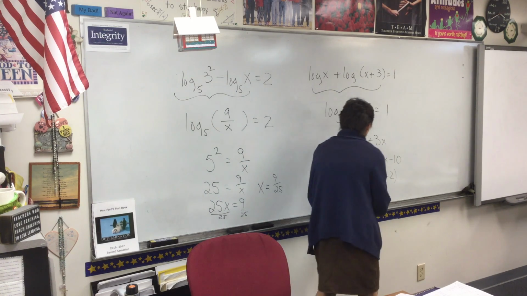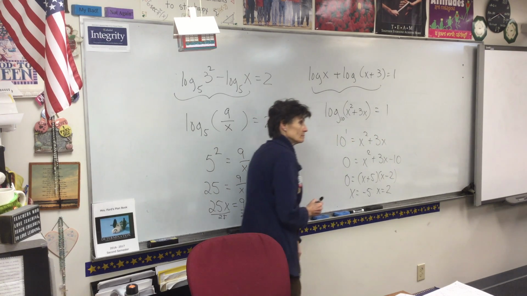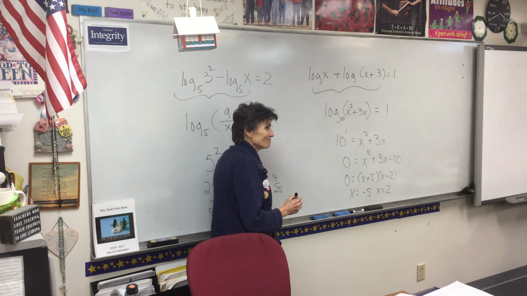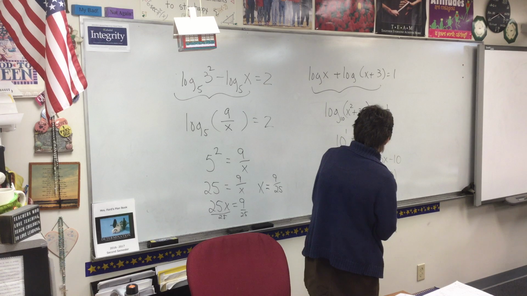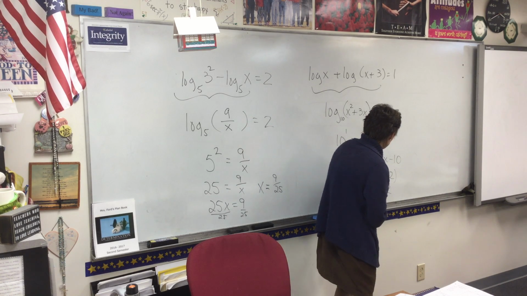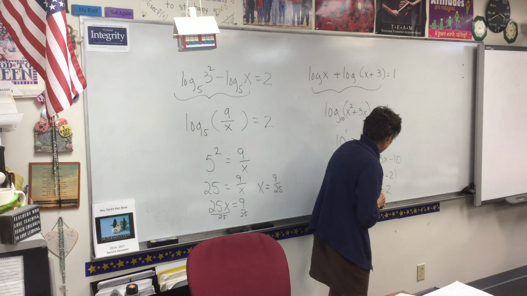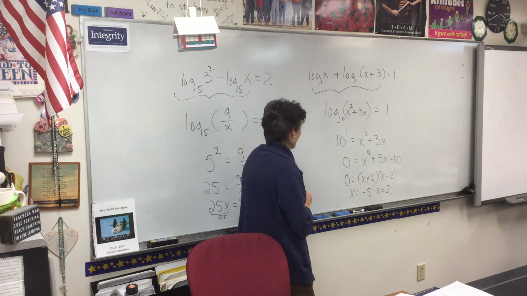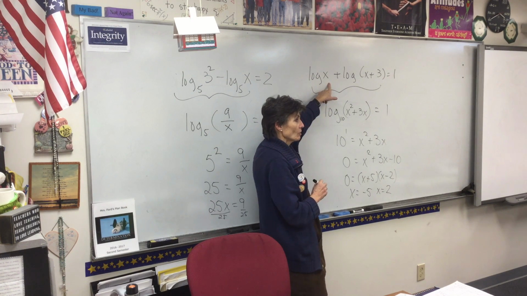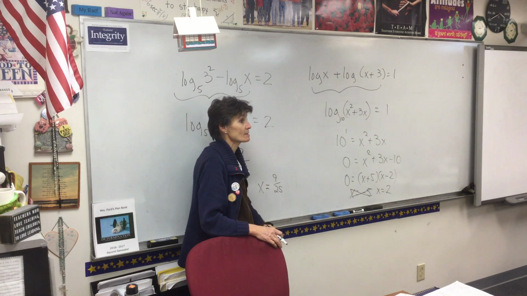So my answers are -5 or +2. It's x plus 5, x minus 2. Oh, yeah. So then when I solve, I get -5 and +2. Set those equal to 0 and solve them. What about -5? Can you take the logarithm of a -5? No. So that guy's extraneous, and the only answer is 2.